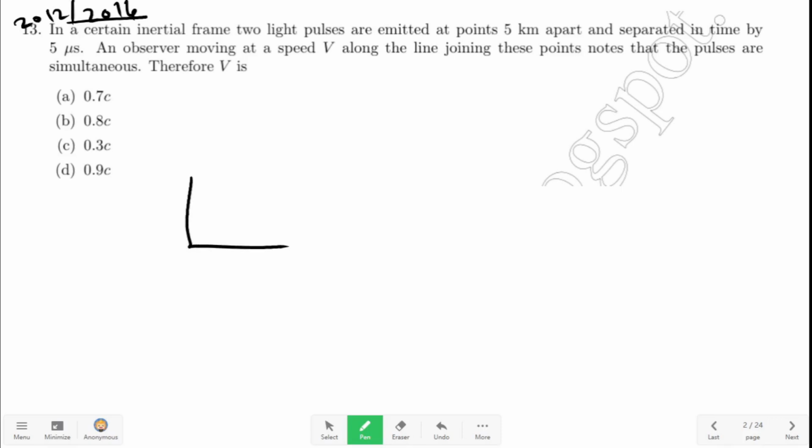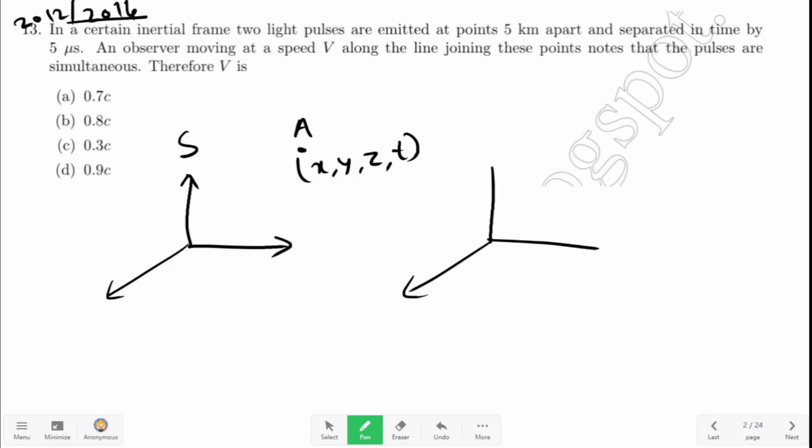So if we have a frame S, in S frame there is an event A, and its position in S frame is given by x, y, z, and its time is given by t. Now the same event, when measured from the S prime frame, which is moving with velocity v in the positive x-axis direction, has position given by x prime, y prime, z prime, and time given by t prime.